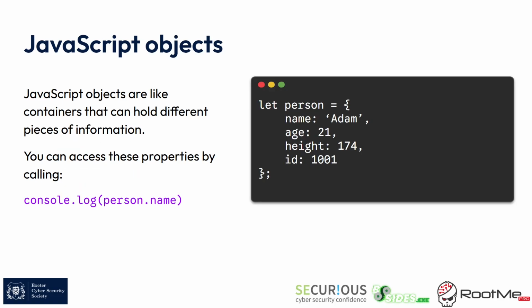Okay, so JavaScript objects are like containers that can hold different pieces of information. I'm sure for all of you here, you're quite familiar with the JavaScript Object Notation or JSON files. All JavaScript objects have the same type of syntax. You use key value pairs within curly braces, and you can hold different types of data in JavaScript objects. For example, in my example here, if I call console.log person.name, I should get my name out.